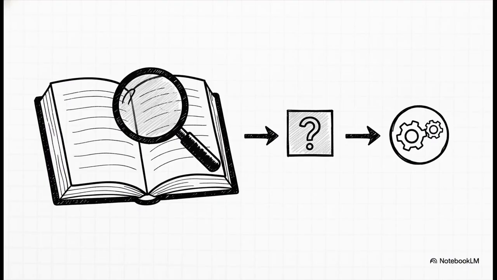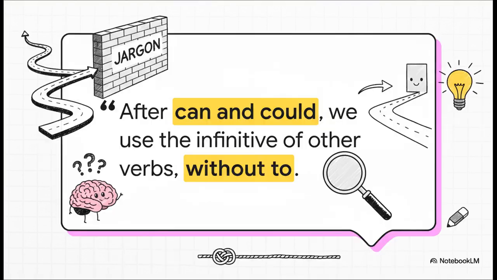First things first, we've got to go back to the source. We have to make sure we understand the rule perfectly ourselves. We need to know the what before we can even think about figuring out the how to teach it. And here it is, straight from the expert. After can and could, we use the infinitive of other verbs without to. Now, if you're a linguist, that makes perfect sense. But if you're a beginner, the infinitive without to? What is that? It's just jargon. It's a wall that stops learning right in its tracks.